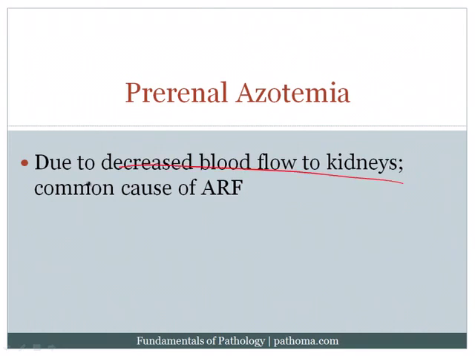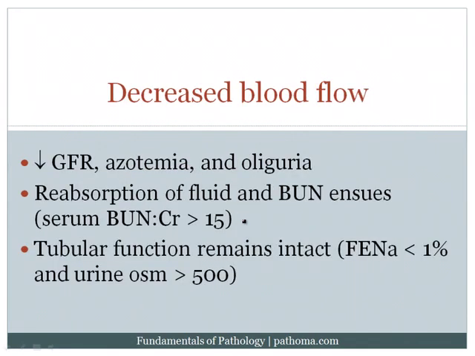Focusing on each of these individually, pre-renal azotemia is due to a decrease in blood flow to the kidneys, as I've already just illustrated. This is a relatively common cause of acute renal failure, and the decreased blood flow is going to result in decreased GFR. Of course, if there's decreased blood going to the glomerulus, then there will be less blood filtered by the glomerulus, and so the GFR would go down. In addition, we'd get buildup of nitrogenous waste products, or azotemia, and a decrease in the production of urine, or oliguria.